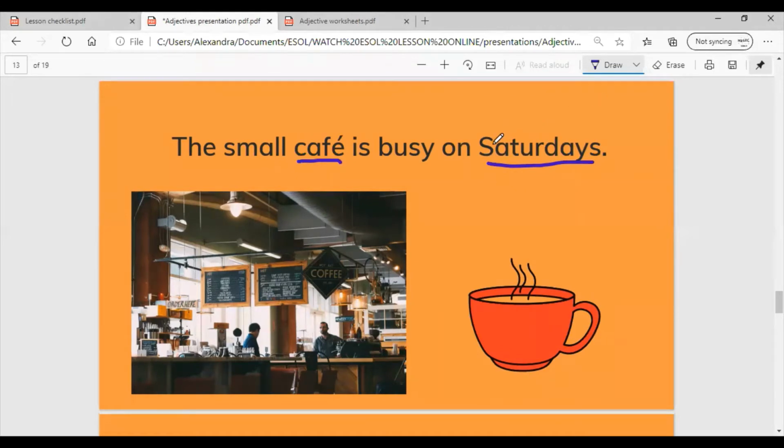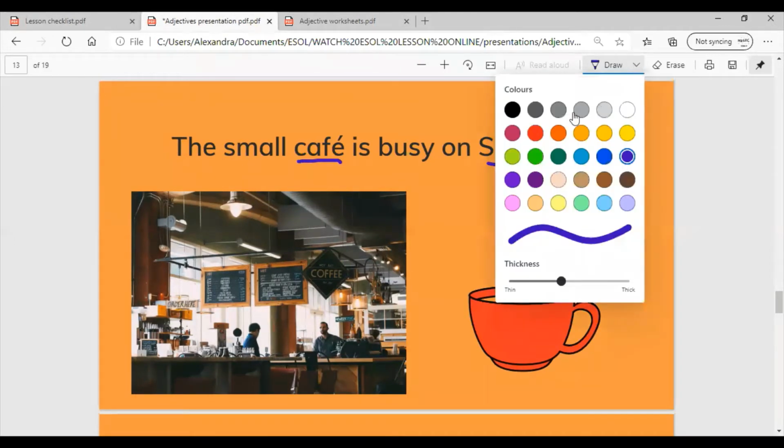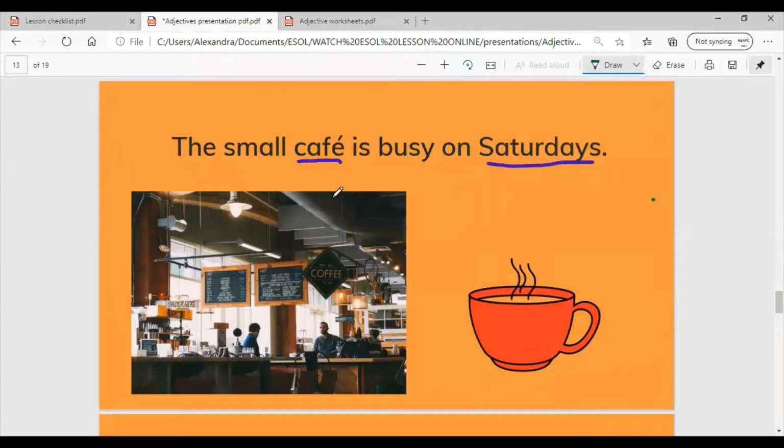You could say they're almost proper nouns as well with the capital letter. But anyway, so now we found our nouns, we need to find our adjectives. Now, our adjectives describe the nouns. So if we first look at cafe, what words do we have to describe cafe?